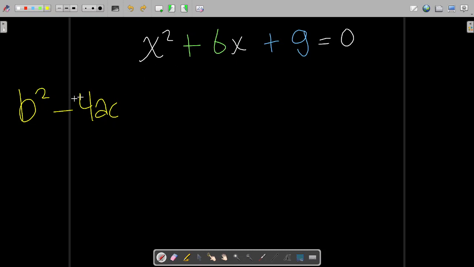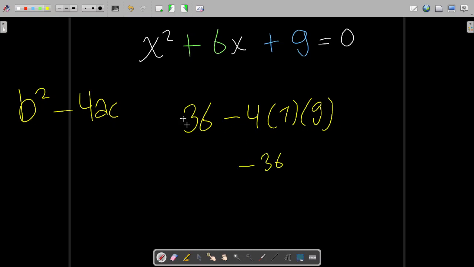b is 6, 6 squared is 36. Minus 4 times 1, right here a is 1. We don't need to put the a in front of the x squared, as 1 times x squared is just x squared, so that's 1 for the a. Minus 4 times 1 times c, which is 9 right here. So minus 4 times 1 times 9 is negative 36. So negative 36, put down the 36 right here. 36 minus 36, this is equal to 0.